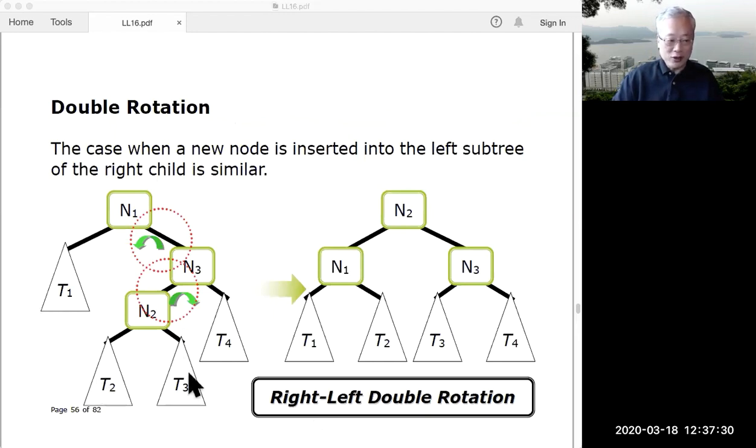We insert a node into somewhere here. That is, we insert the node to the right and then left, and then we need to do rotation because N1 has the problem. So we do a right-left double rotation. It is very easy to memorize. We say left-right then left-right double rotation, right-left then right-left double rotation. Correct. So this is a right-left double rotation.